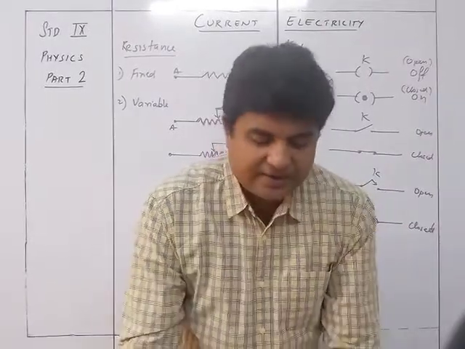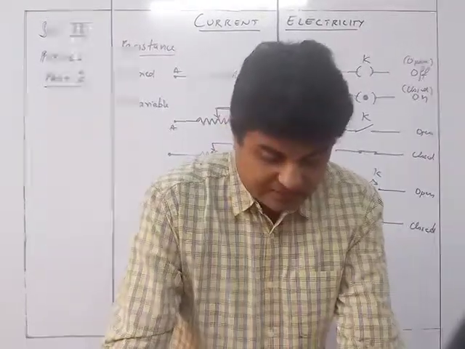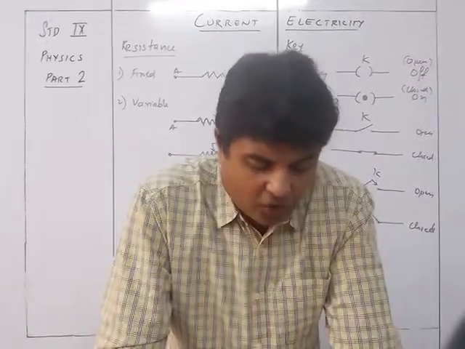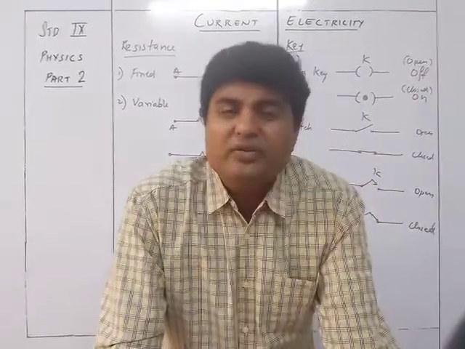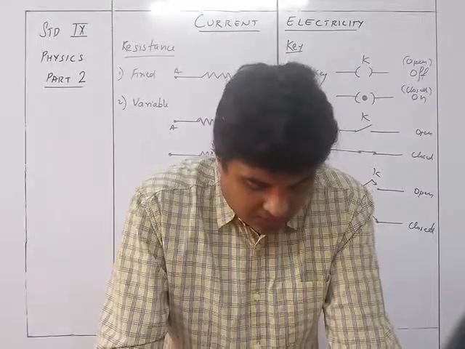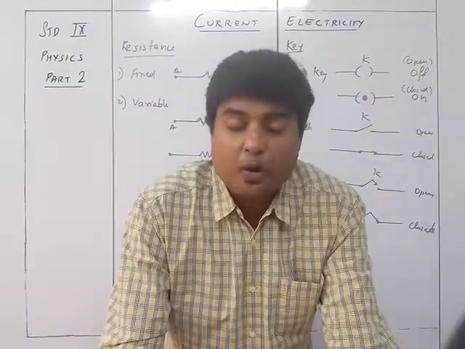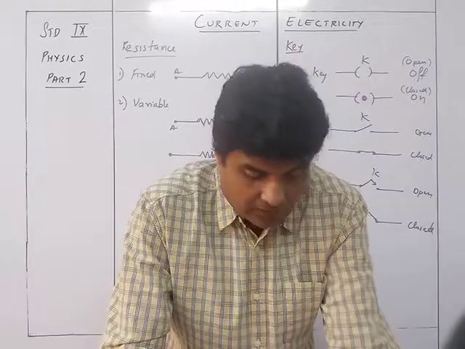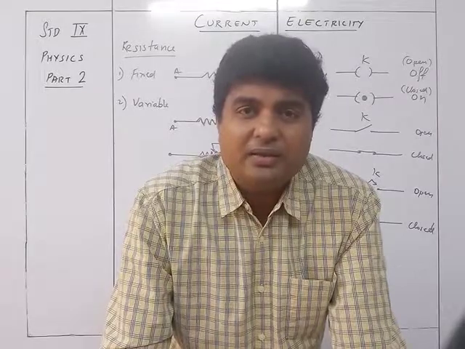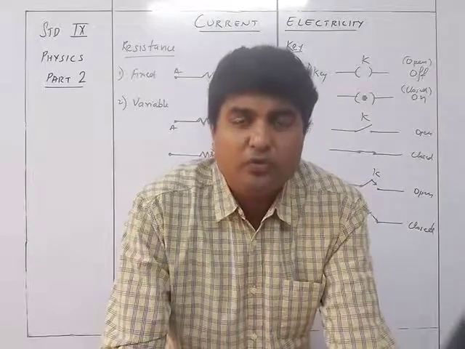So resistance wire, resistance box, rheostat or variable resistance. A resistance wire is generally made up of an alloy called manganin. Now why is it used? Because manganin is a combination of copper, manganese and nickel. So copper, manganese and nickel form an alloy to give you manganin.